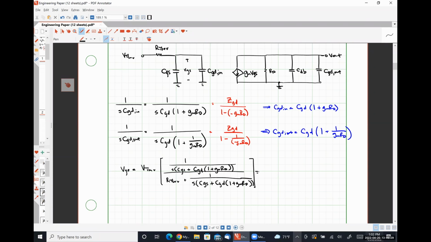Adam back there? Sorry, confusing you. You haven't done this step in 2. And then in the denominator here, it's obviously just R7 in series with that parallel combination of capacitors.